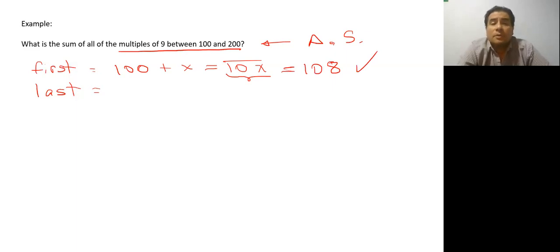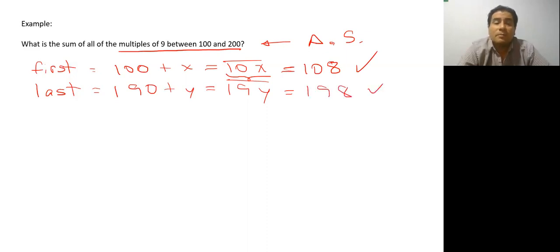What about a multiple of 9 before 200? The closest before 200 would be 190 plus some digit. And we need the digit sum to be a multiple of 9, right? So 1 plus 9 is 10. So the greatest multiple of 9 would be when the last digit is 8. So 198 would be our number, the last multiple of 9 in that sequence.